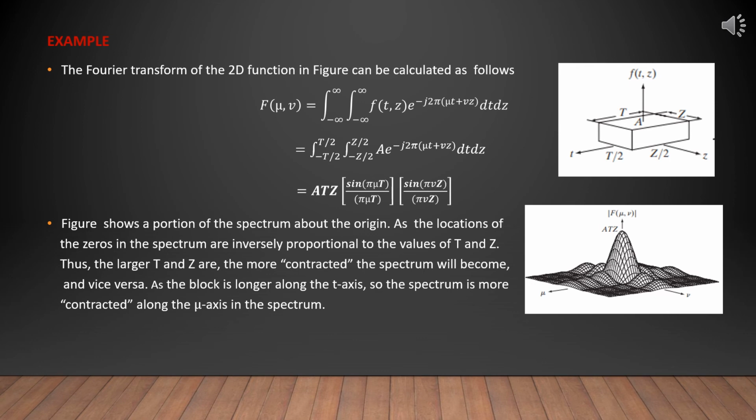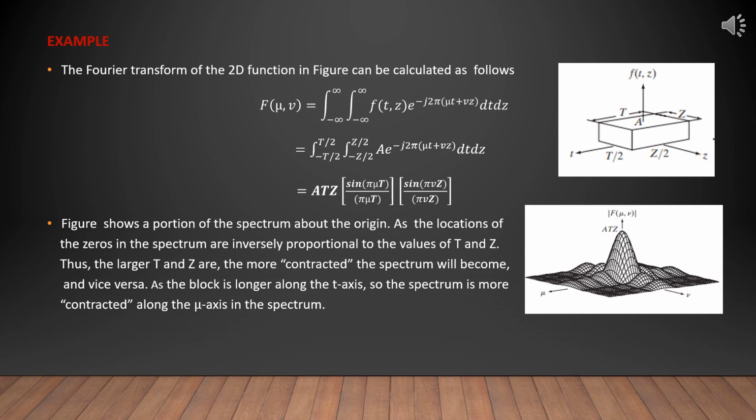So the limits will be reconsidered as t from minus T by 2 to T by 2 and z from minus Z by 2 to Z by 2, of A into e to the power minus j 2 pi into nu t plus mu z, dt and dz. By solving this, we get the Fourier transform as A into T into Z into sinc function of pi nu T and sinc function of pi mu Z.